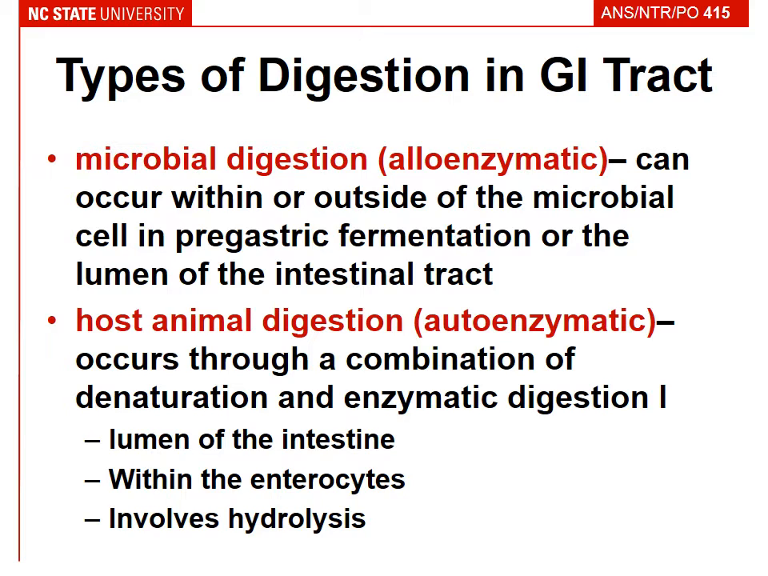Then we have what we refer to as host animal digestion, and this is autoenzymatic, auto meaning self. It occurs through a combination of denaturation and enzymatic digestion. It occurs within the lumen of the intestine, it occurs within the enterocyte, and it also involves hydrolysis.